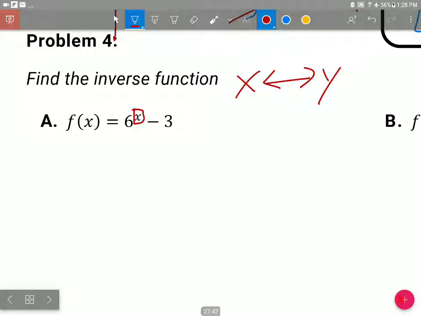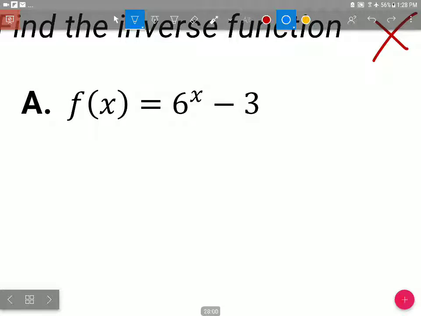But we're going to have to break into that exponent. The way we break into an exponent is by turning it into a log. Or the way you break into a log is by turning it into an exponent. Exactly. So here we go. First things first, let's switch x and y. So this would be x equals 6 to the power of y minus 3.